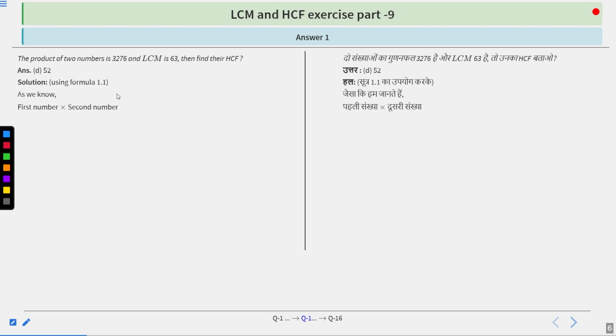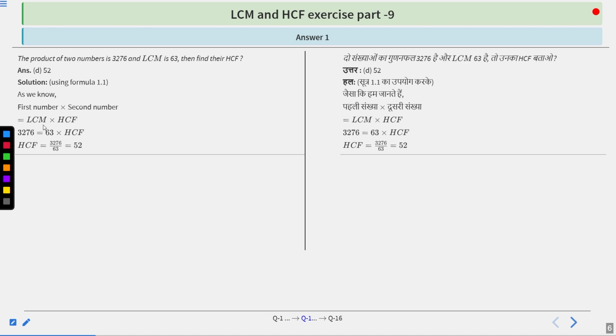Now, as per formula 1.1, first number into second number is equal to LCM into HCF. LCM was 63, HCF we have to find. Product was given as 3276. So 3276 equals 63 into HCF. So HCF becomes 3276 upon 63, that is 52. Option D is the correct answer.